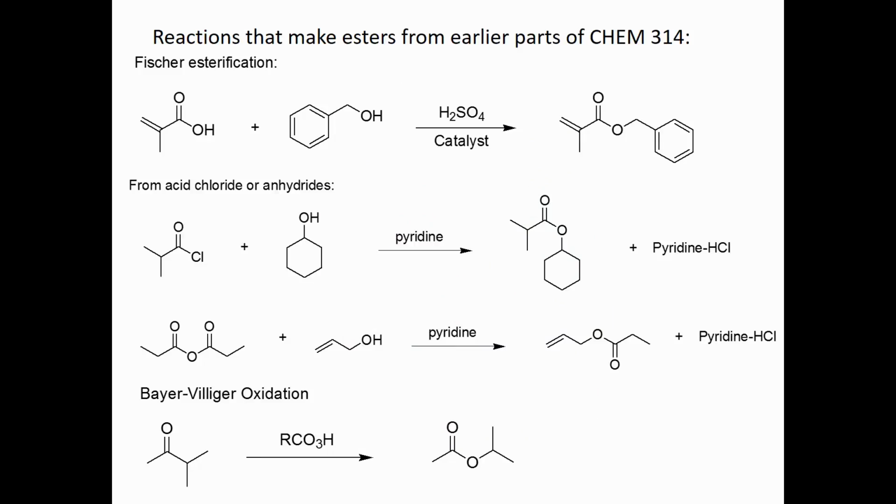These were all in Chem 314. So we have the Fischer esterification. We looked at the mechanism in the previous chapter, and here we take a carboxylic acid and an alcohol, sulfuric acid, and we make the ester and generate water.